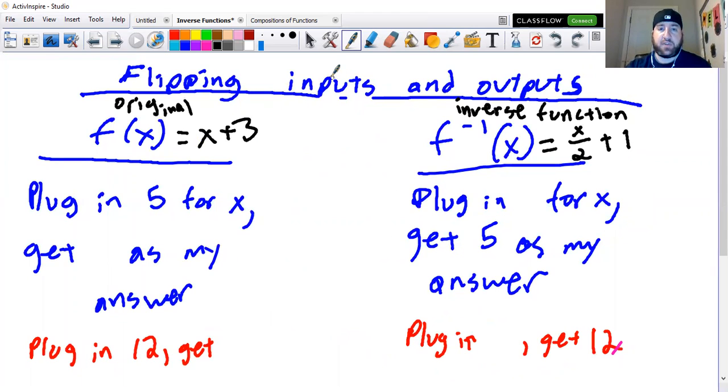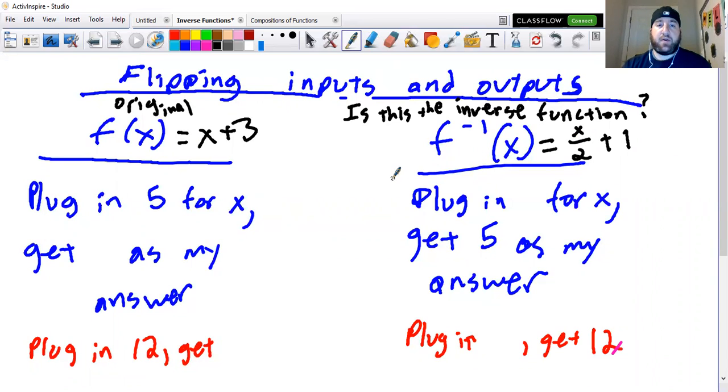All right, so in terms of flipping our inputs and our outputs, if my original function is f of x equals x plus 3, and I want to ask, is this the inverse function? f -1 of x equals x divided by 2 plus 1.